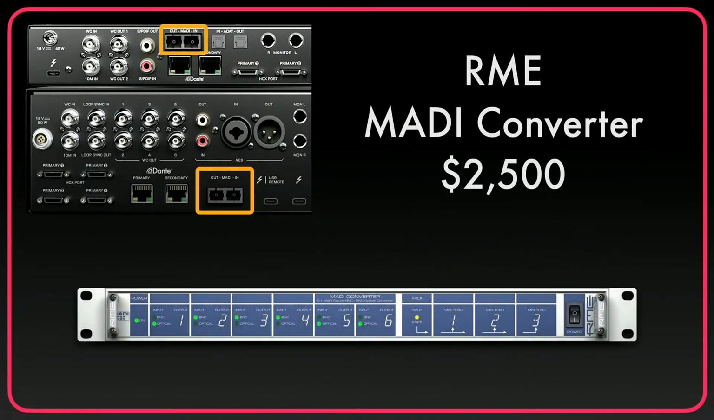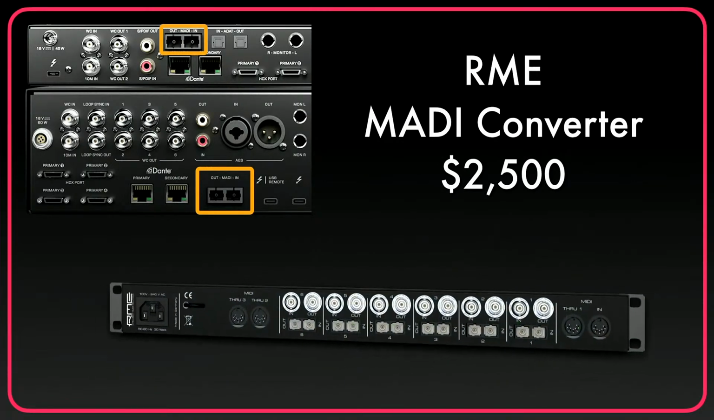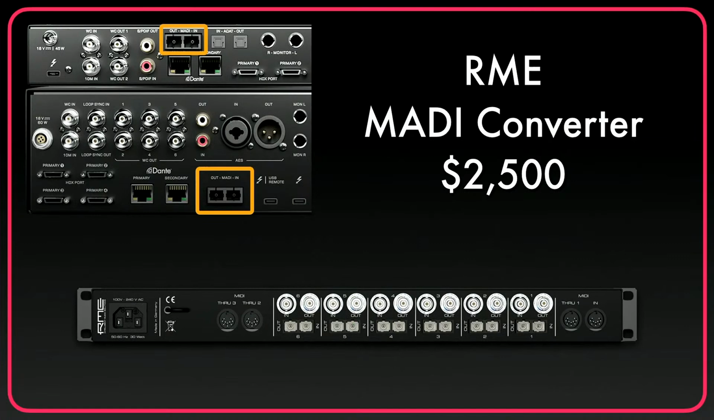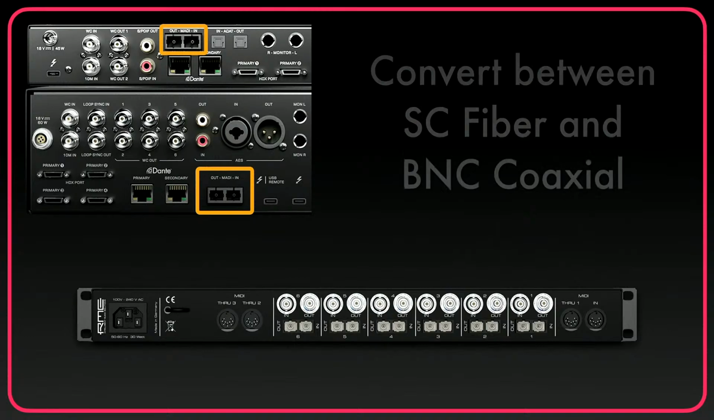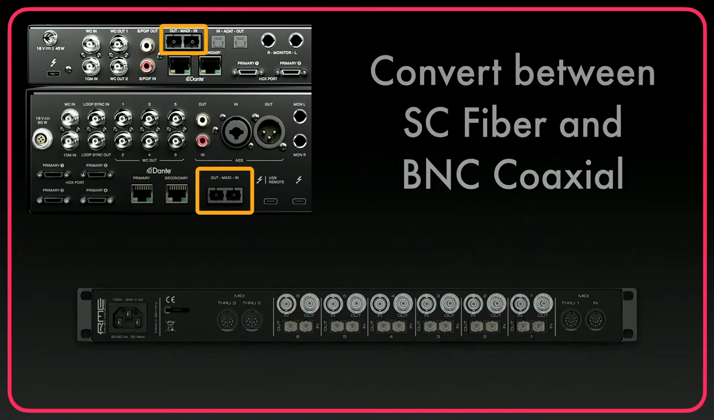But that's one thing. Now, running an RME converter will allow you to switch because they're both optical on this. So if you have BNC MADI, then you can just buy a converter. This will do 6. You can go either way. You can go from optical to coax, vice versa. So that's usually one thing you'd hook up directly to this.